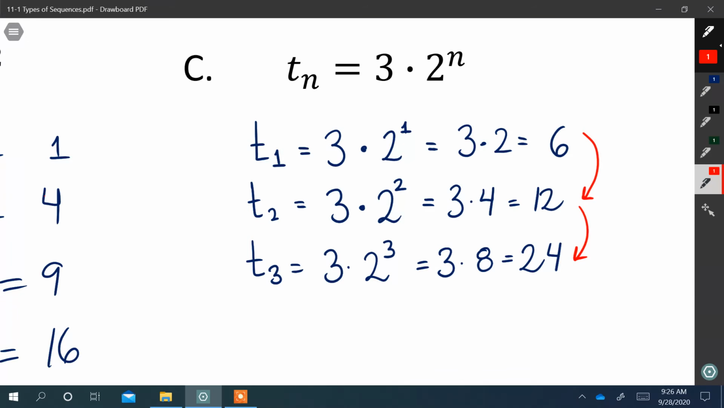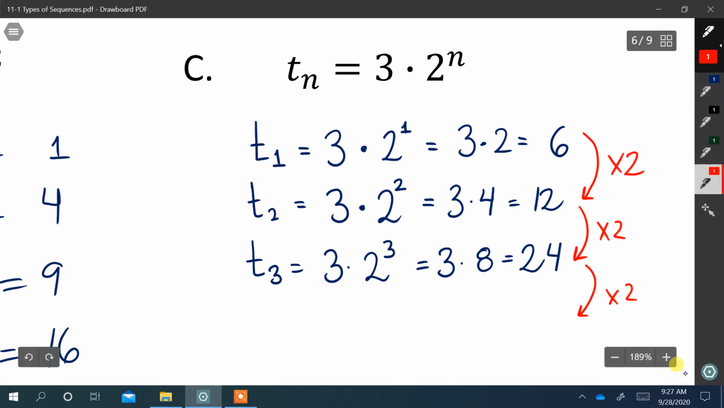How about geometric? Are we multiplying by something? To go from 6 to 12, I have to multiply times 2. Then, am I multiplying times 2 here as well? Yes, we are. 12 times 2 will be 24. Now, let's see if we can predict the next number. I'm going to predict that 24 times 2 will give me 48. Let's see if that actually happens.